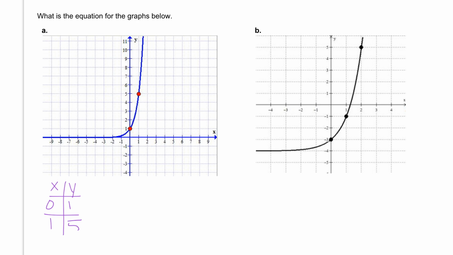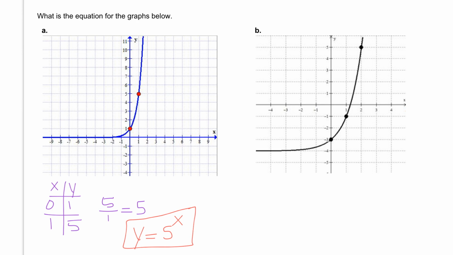All you really need are 2 points in order to determine what the base is going to be. And then just like we did with the tables above, we are going to take the one farthest down and divide it by the one above. So we have 5 divided by 1, which is 5, which tells us that our equation is y equals 5 to the x.